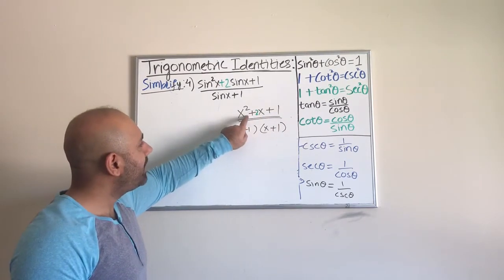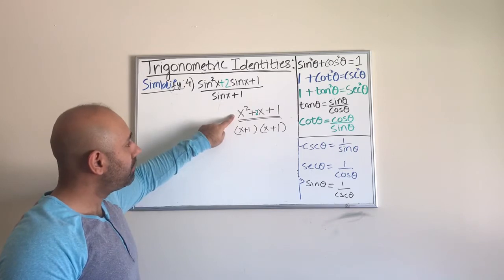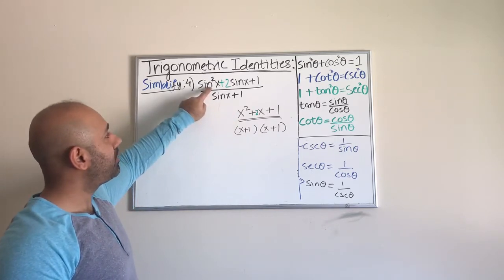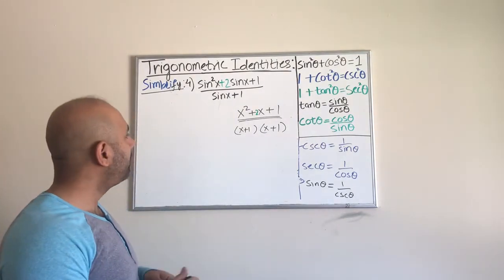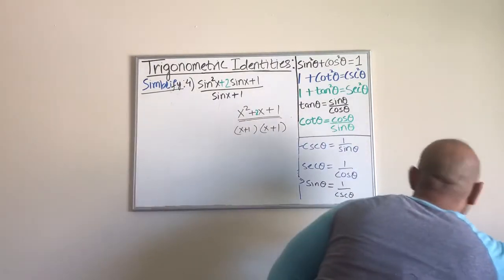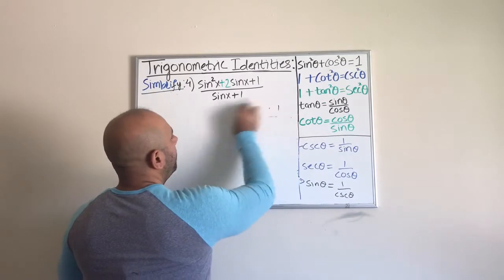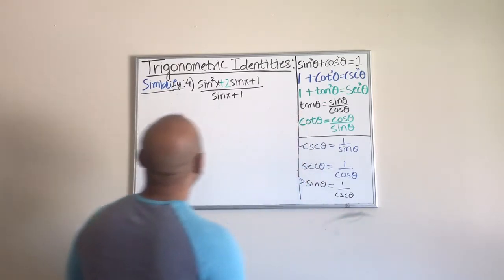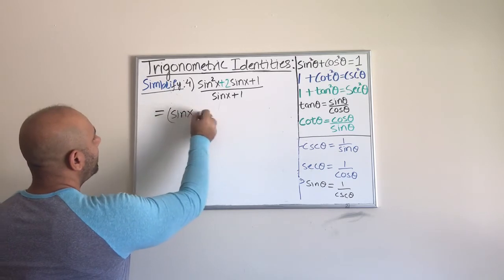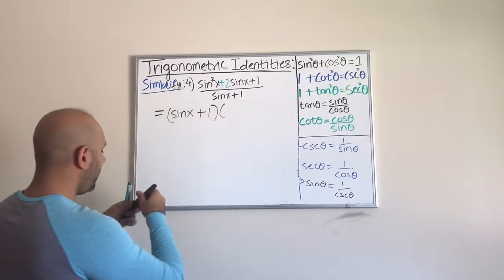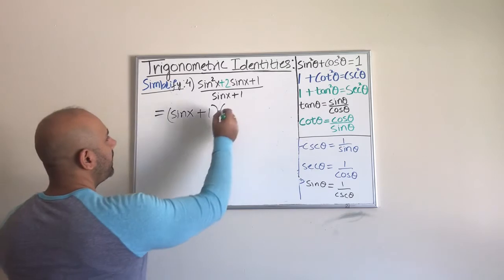So if we can write the factors for this expression, we should be able to write the factors for this expression as well. So instead of x, what do I have? Let me get rid of this now. I have sine x. So I can write the factors as sine x plus 1. And the other factor would exactly be the same, sine x plus 1.